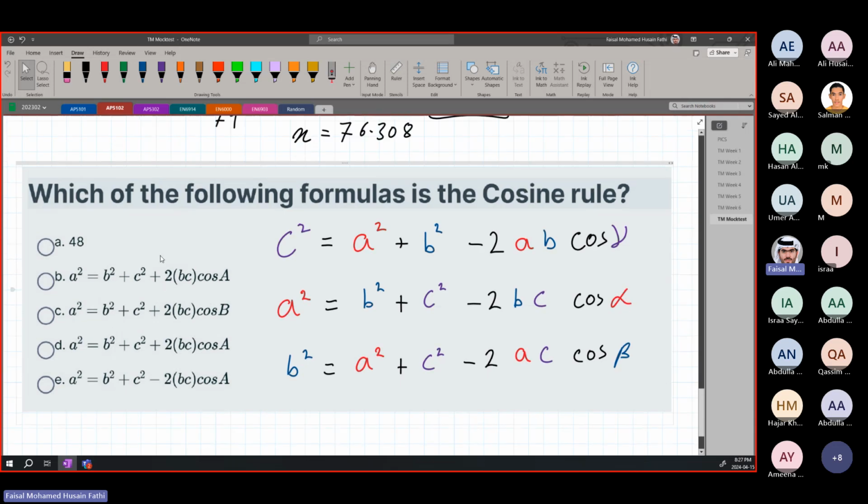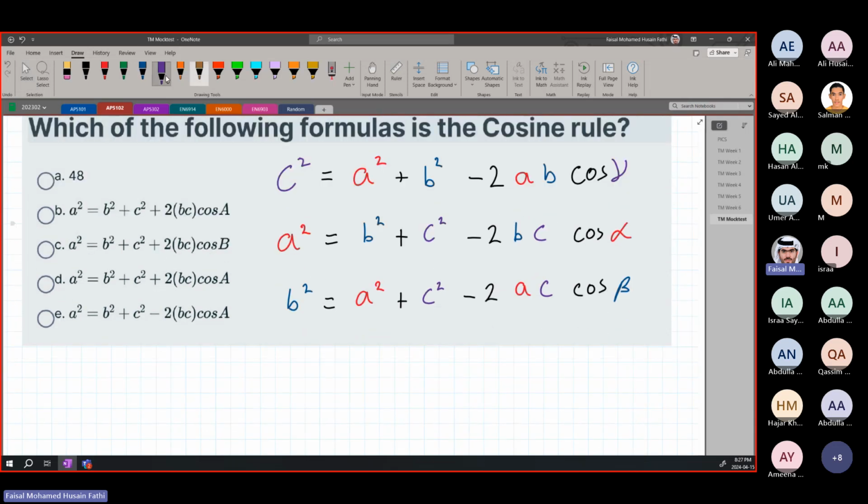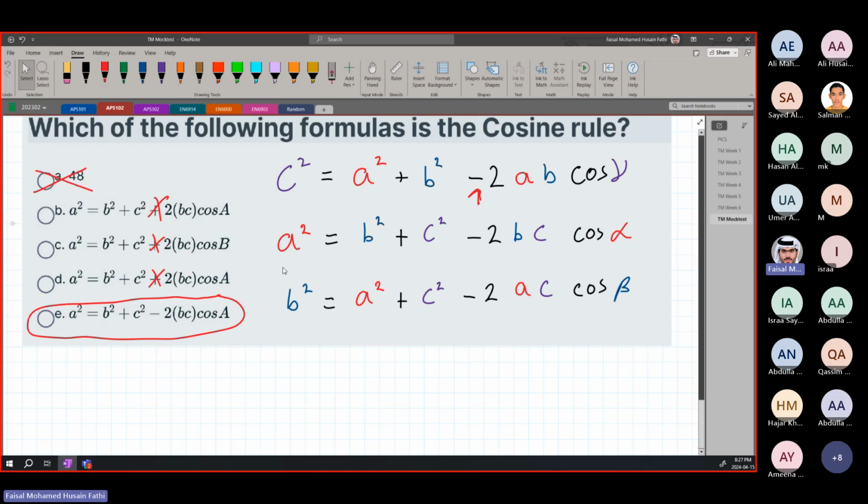So first things first, all of these are wrong. Why? Because we have a negative sign over here. There is a negative sign. This is plus, so we know this is wrong. This is plus, we know this is wrong. This is plus, we know this is wrong. Let's look at this. A squared is equal to b squared plus c squared, minus 2 times b times c times cosine alpha, or the angle between them, they called it capital A. So this is the correct cosine rule. Please do not put 48 for the formula.